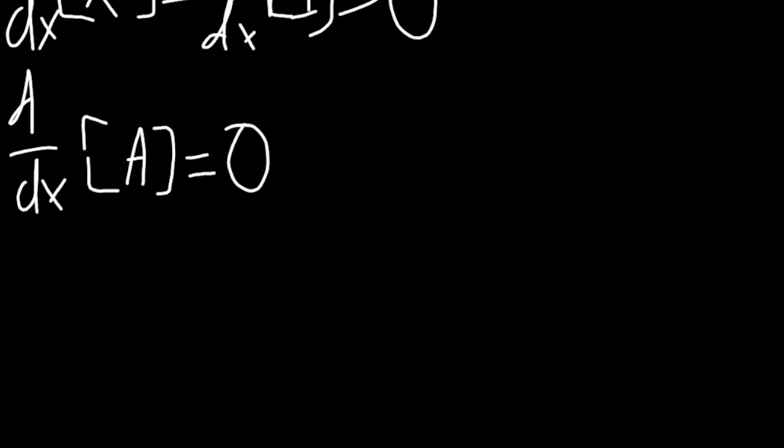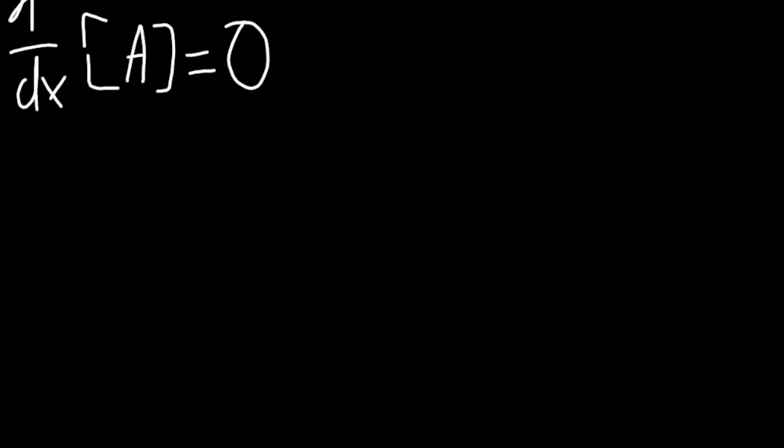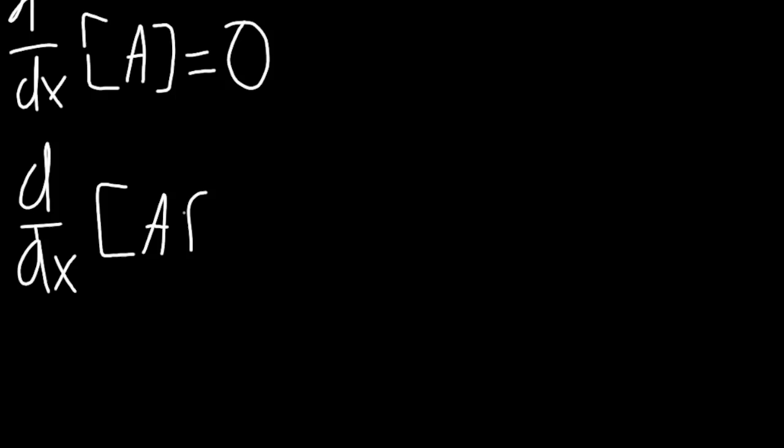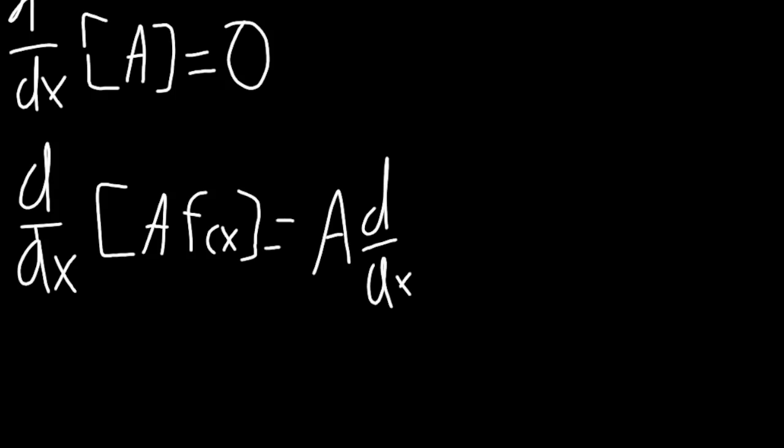So the next rule we have is the derivative of a times f of x. This is just equal to, you basically take out the a, and then you find the derivative of f of x.